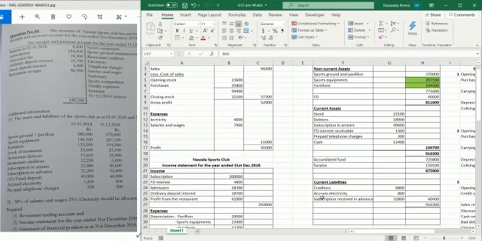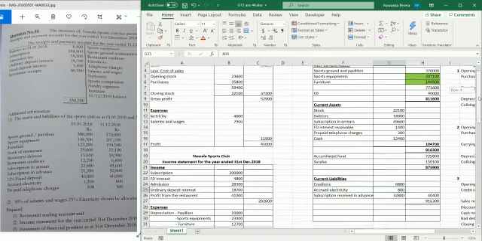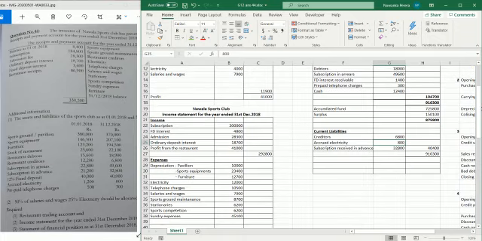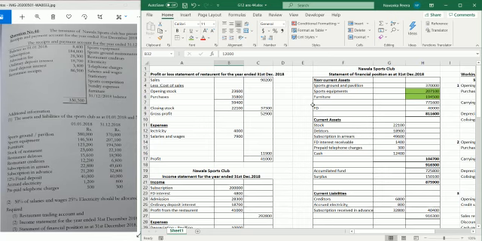Here I have recorded accrued electricity. This has to be accrued electricity 800, and also I have recorded 75% of the electricity expense in the income statement. Electricity 12,000, and 25%, which is 4,000, has been recorded in the profit or loss statement of the restaurant. This has to be electricity, okay.